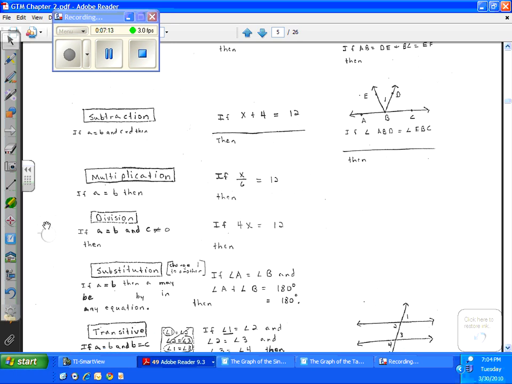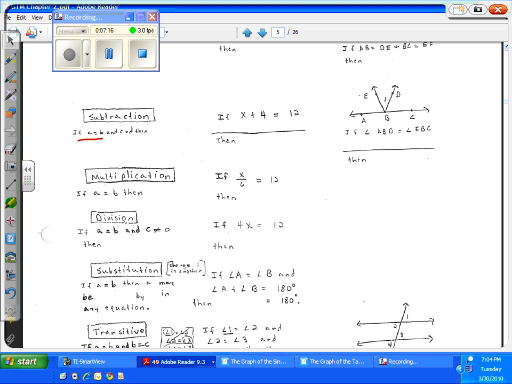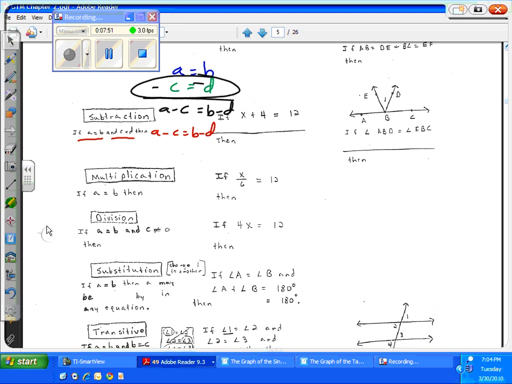Subtraction. Same as addition, except we're subtracting. If A equals B and C equals D, then A minus C equals B minus D. And again, it might be easier to see this vertically. If A equals B and C equals D, then A minus C, the left side subtracted, would be equal to B minus D, the right side subtracted. And again, what we're doing is subtracting something of equal value from each side.